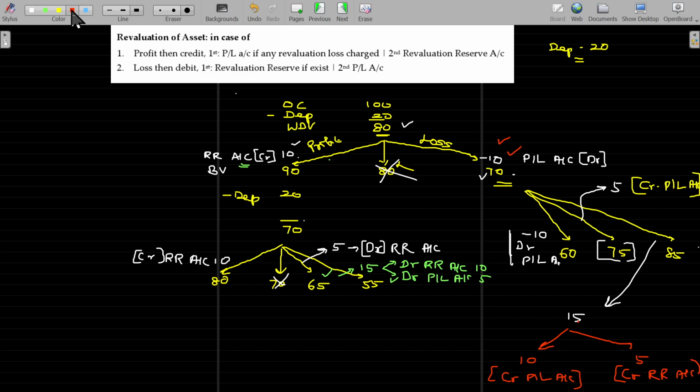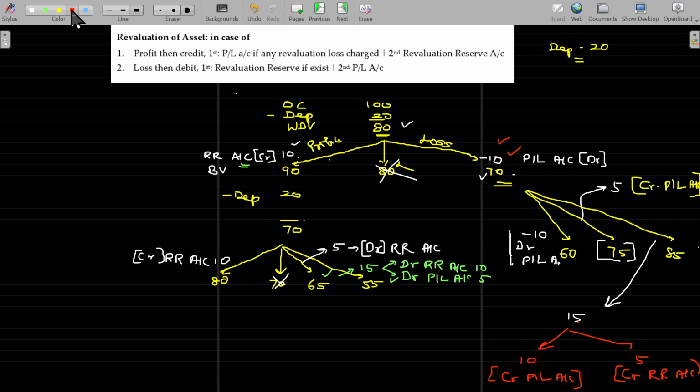If the market value is higher than the book value, then it's profit. If the market value is lower than the book value, then it's loss. Whenever there is a profit, that profit should always be credited to the revaluation account. Whenever there is a loss, that should always be debited to the P&L account, provided. Okay.